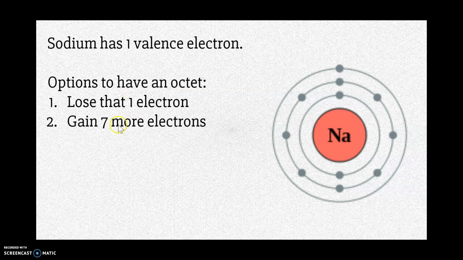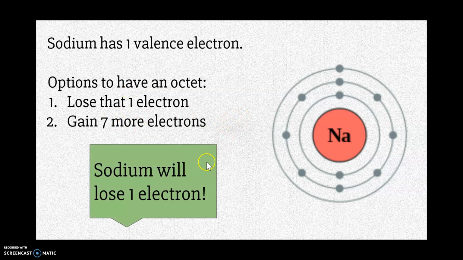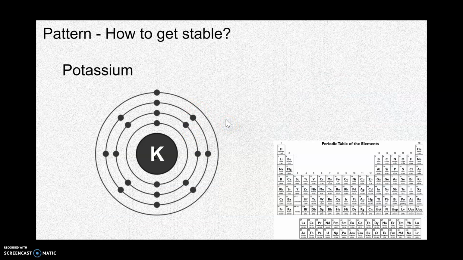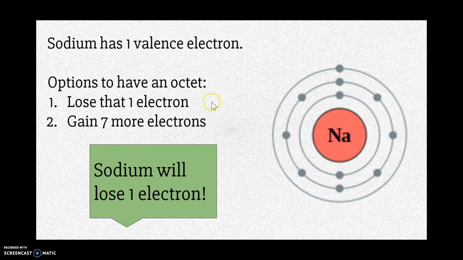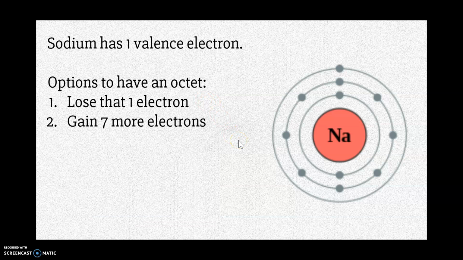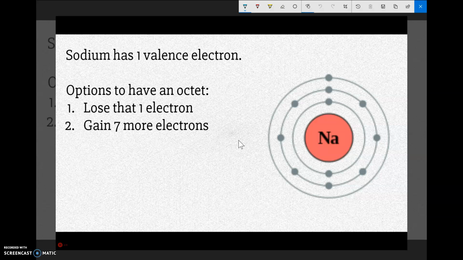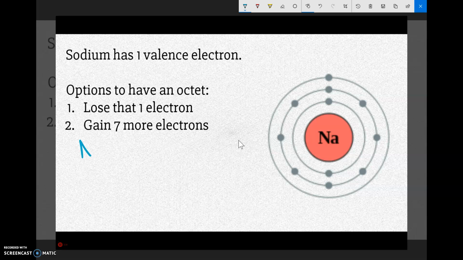Okay, so here are our options: lose 1 electron or gain 7 more electrons. Sodium's going to lose the 1 because it takes the least amount of energy. So let's take a look at what happens here. If we have a normal atom of sodium, I want to look at the protons and the electrons. We have 11 protons of sodium, and if it's neutral, we have 11 electrons.